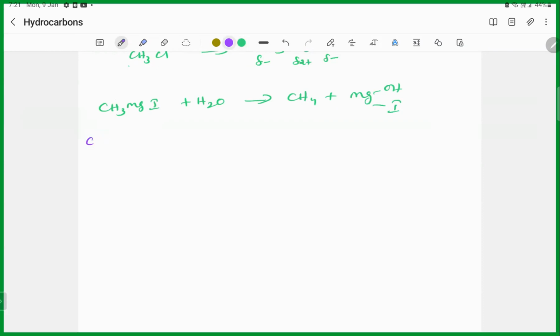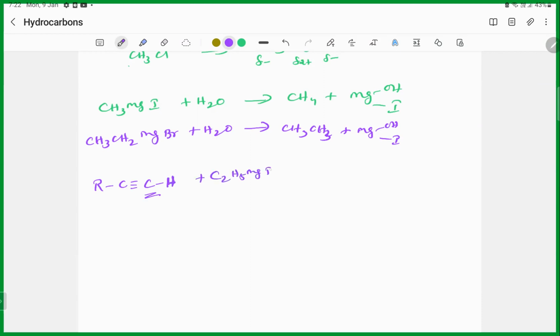When we are increasing the alkyl chain, CH3CH2MgBr plus water, you can have CH3CH2CH3 plus Mg(OH)I. Okay. In the same way, when you have RC triple bond CH, when you have acetylene, this hydrogen is very acidic. So when it is treated with C2H5MgI, this hydrogen gets replaced, giving C2H6 plus MgC triple bond CR plus I. So like that, the reaction will go.